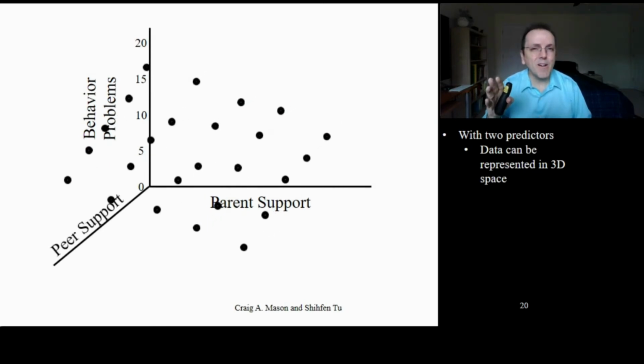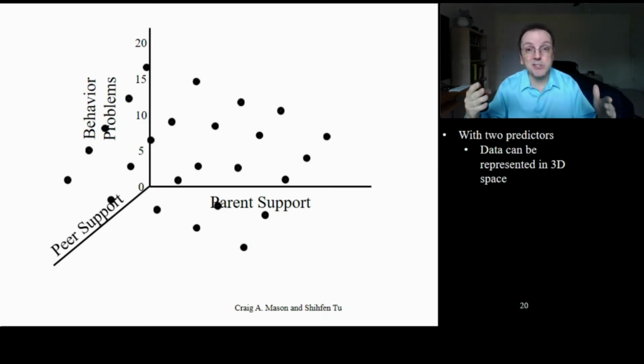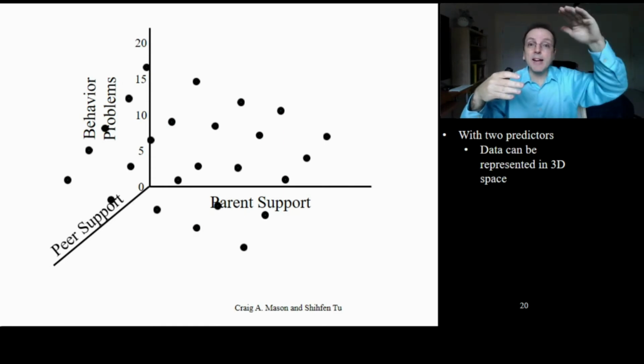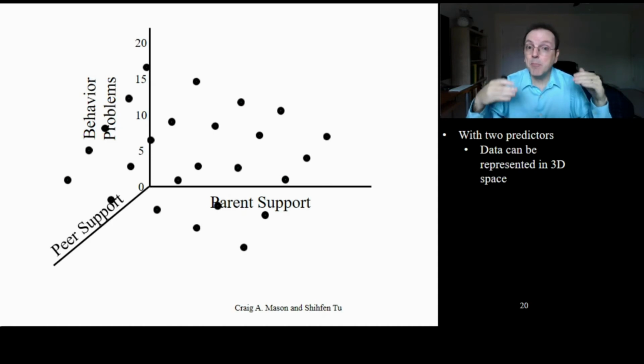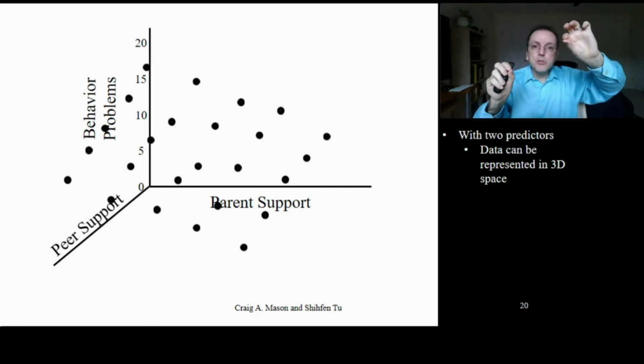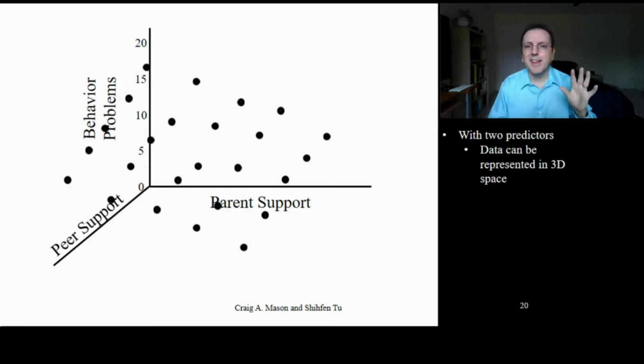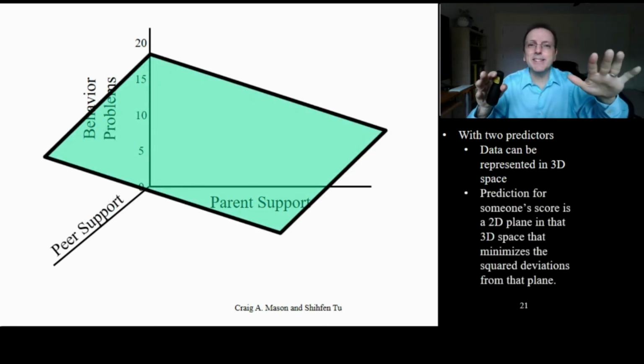Now, it's a little harder to see, but now we're graphing data in 3 dimensions with an X and Y axis at the bottom that are used to indicate a person's score on both of our predictors, peer support and parent support. And that vertical Z axis indicates someone's level of behavior problems. With 2 predictors, we also need to stretch our regression line into a 2-dimensional plane that indicates someone's predicted outcome based on both of our predictors. It looks something like this.